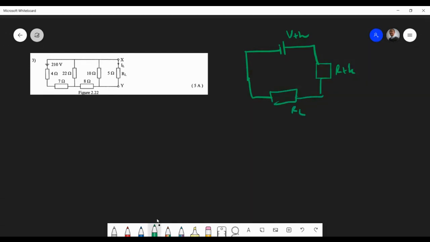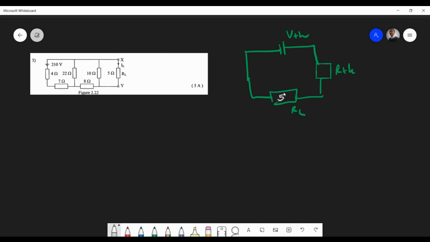Okay, so in this case, we're finding IL. This is in your textbook. That's one of the examples there, or one of the questions in the exercises. So of course, we're trying to find the current through the 5 ohm resistance. So we know that this one is going to be 5.